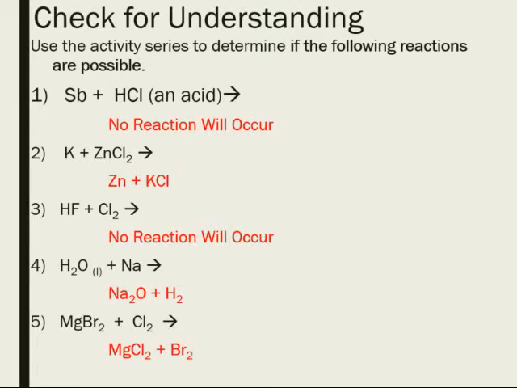With HF and Cl2, we have no reaction occurring because chlorine is less active than fluorine. Remember that fluorine is listed first on the activity series of halogens. We have water and sodium, and in fact, sodium will displace hydrogen in water to create an oxide, sodium oxide and hydrogen gas. And lastly, we see that chlorine will displace bromine because on the activity series of halogens, chlorine is more active than bromine.